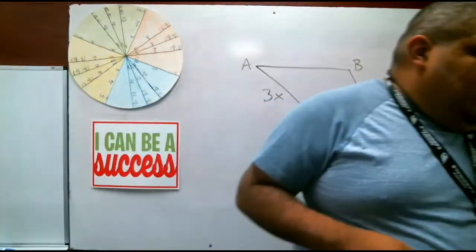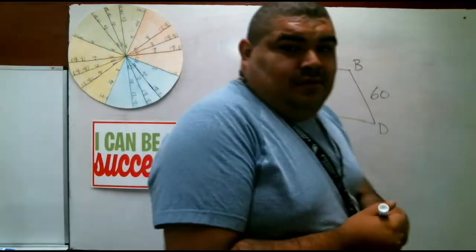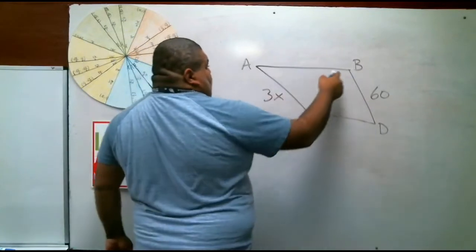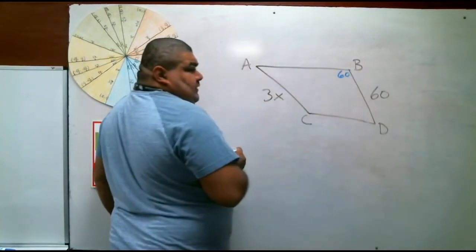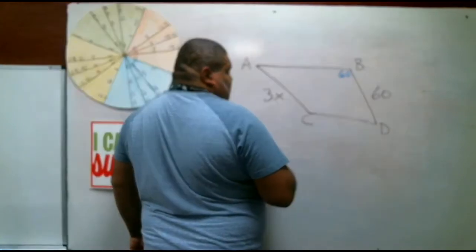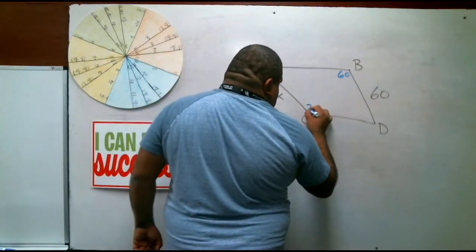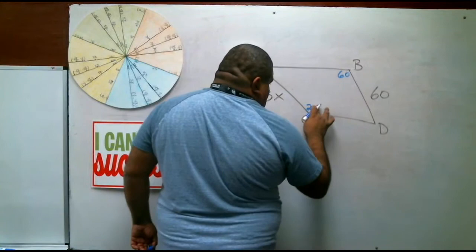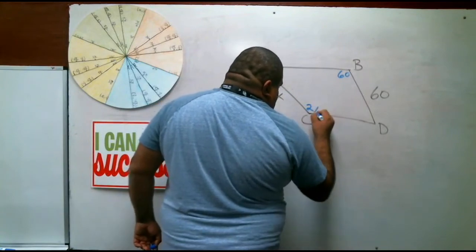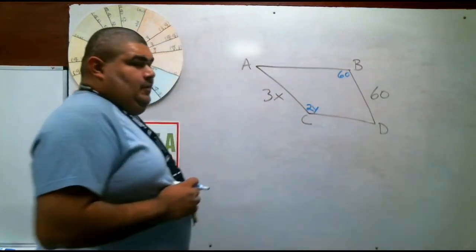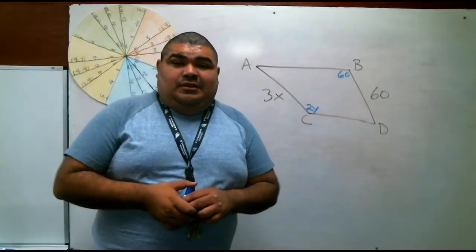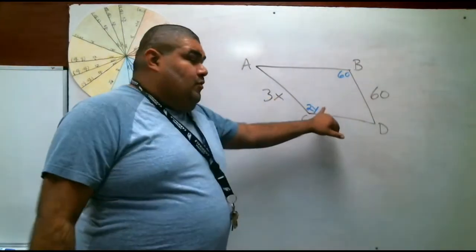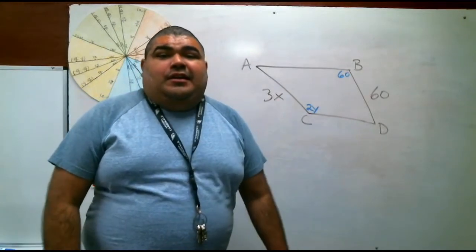We're also gonna have angle B be 60 degrees, and angle C is gonna be 2y, okay? Make sure you solve for both variables, for x, and then you also solve for y, okay?